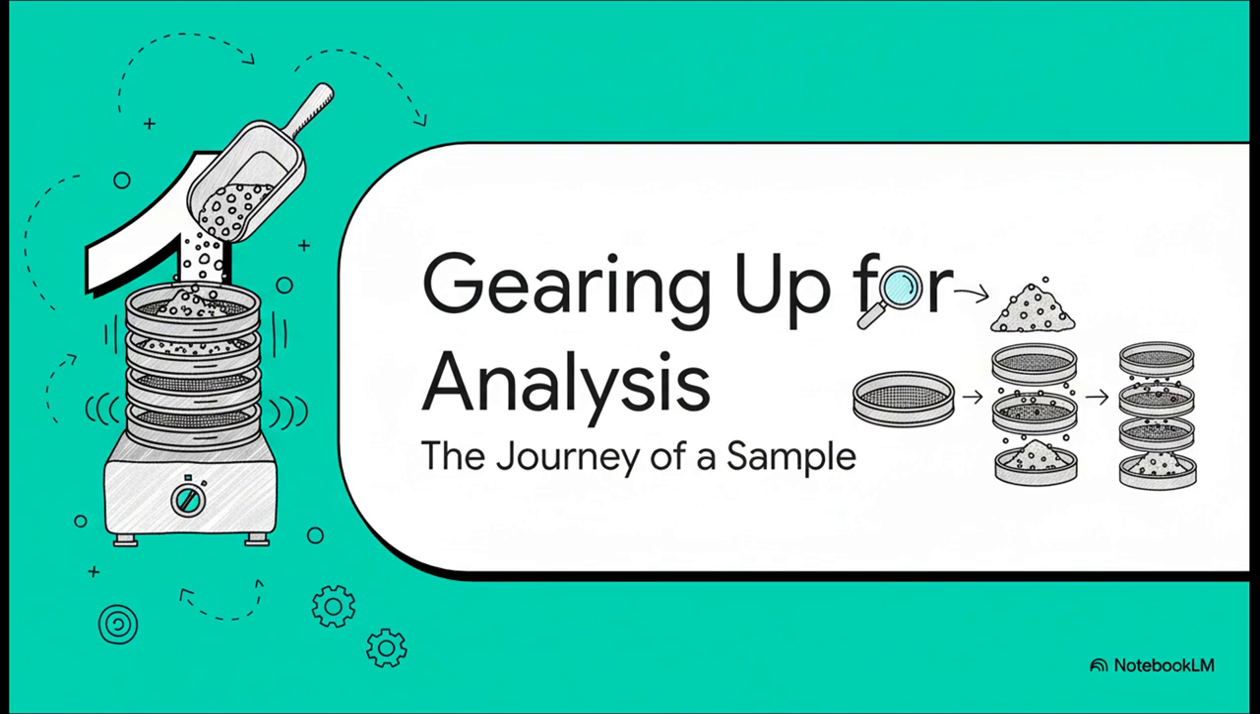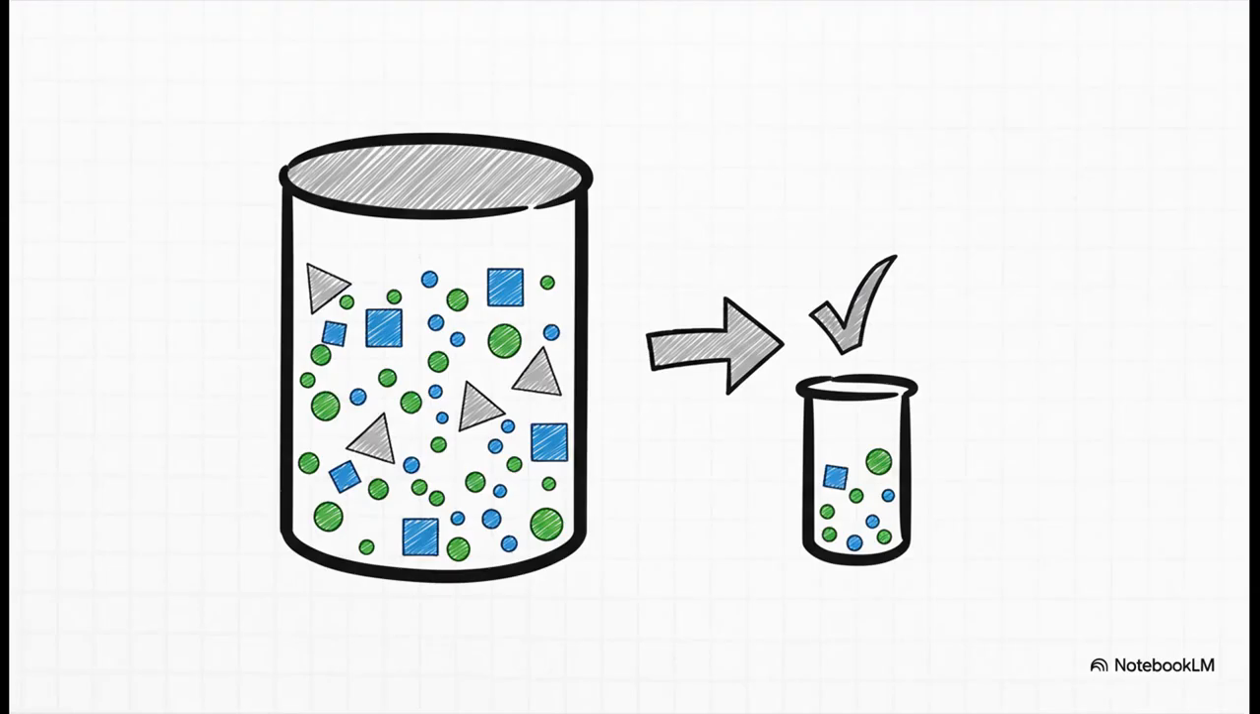We're about to follow the journey of one single sample to see exactly how this whole thing works, right from the very beginning. First things first, the absolute most important step is getting a good sample. It has to be, and this is the key word, representative. That just means that the little bit you test has to have the exact same mix of particle sizes as the entire batch, whether that's a giant silo of wheat or a truck full of sand. If your sample isn't representative, the entire test is basically worthless.